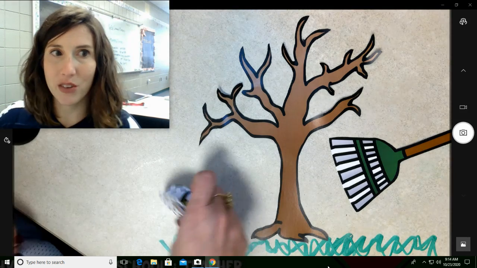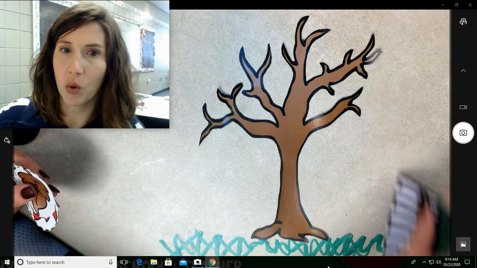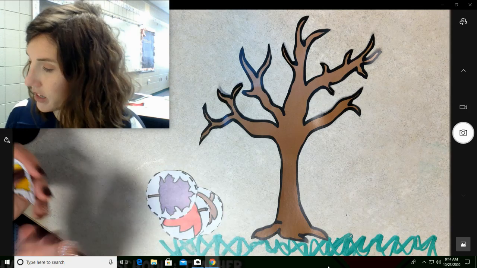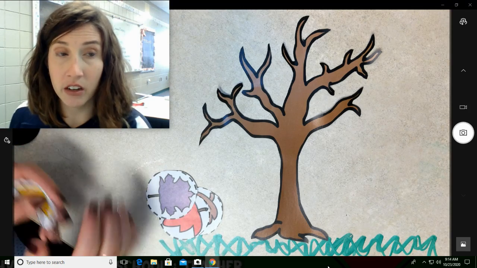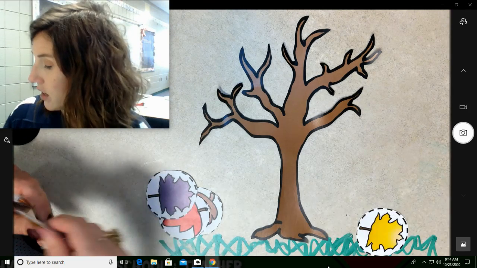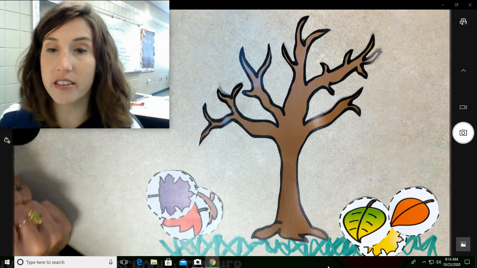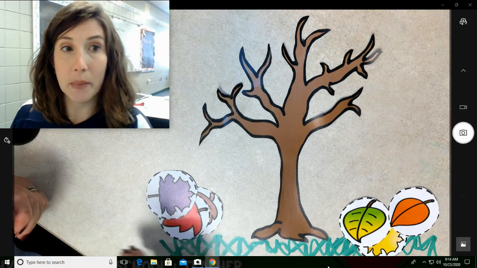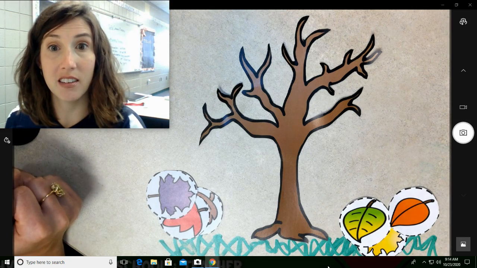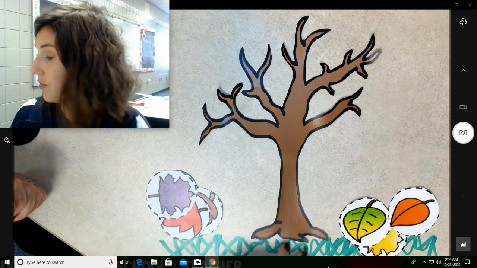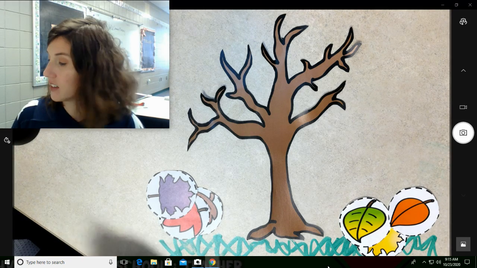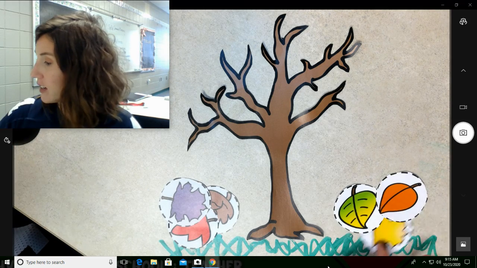Let's move our leaves around. What would happen if I put some leaves on this side of the tree, next to the tree over here? And what would happen if I put some leaves over here on this side of the tree? We have leaves on both sides of the tree. You know another way we could say that? Our tree is between the leaves. The tree is between the leaves.